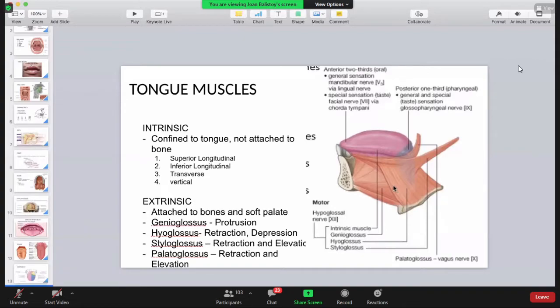Okay? So these are the four muscles of the tongue which move it. The genioglossus protrudes your tongue. The hyoglossus retracts and depresses the tongue. The styloglossus retracts and elevates the tongue, just like the palatoglossus. So those are the responsibilities of each of the tongue muscles that you have. Make sure that you take note of it.